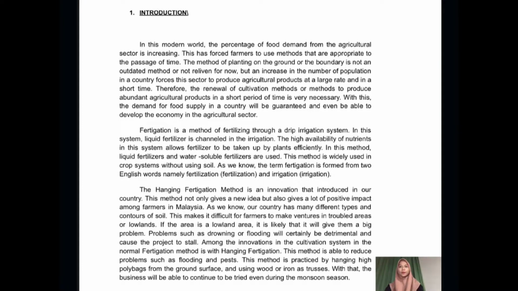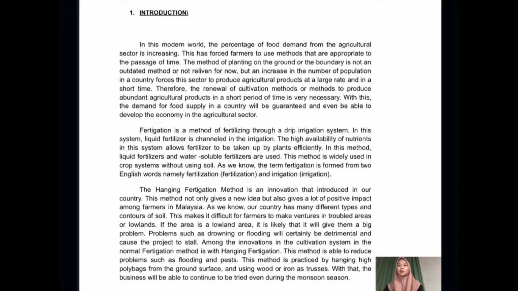Introduction of the project. In this modern world, the percentage of food demand from the agriculture sector is increasing. This has forced farmers to use methods that are appropriate to the passage of time. The method of planting on the ground is not an outdated method or irrelevant for now, but an increase in the number of population in a country forces this sector to produce agricultural products at a large rate and in a short time.